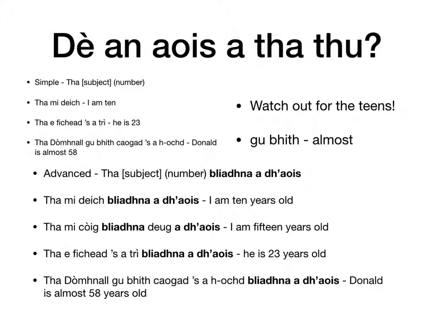Now notice the little thing there with the teens. The "bliadhna" splits the number and "diag". Tha mi còig bliadhna diag a dh'aois. I'm 15 years old. Tha e fichead sa trì bliadhna a dh'aois. He's 23 years old. And tha dol faisg air ceithir fichead sa h-ochd bliadhna a dh'aois.